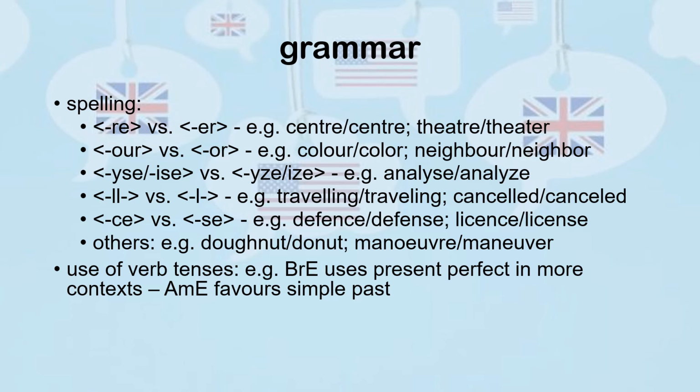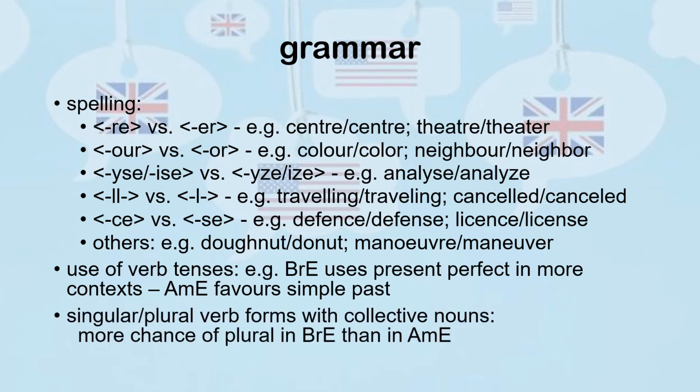In grammar also the use of verb tenses differs slightly. For instance, British English tends to use present perfect in slightly more contexts than American English. In those contexts, American English would favour the simple past then. And also in connection with singular or plural verb forms with collective nouns, there is a difference. You have more chance of a plural in British English than in American English. Those differences might not be very big, but they are there nevertheless.